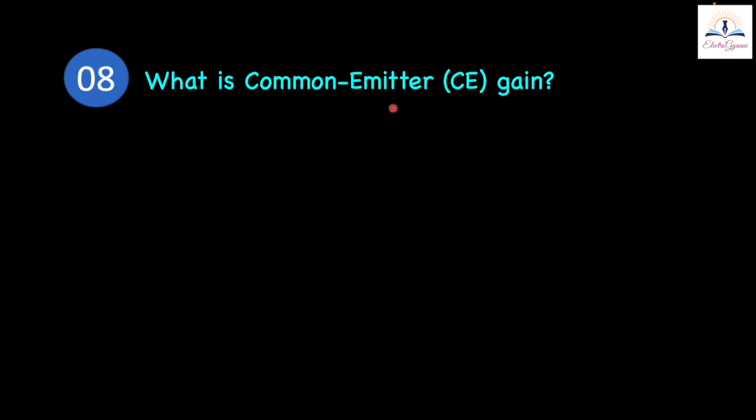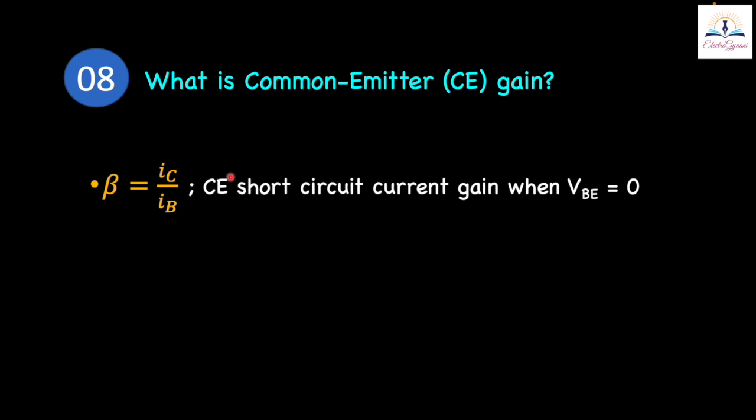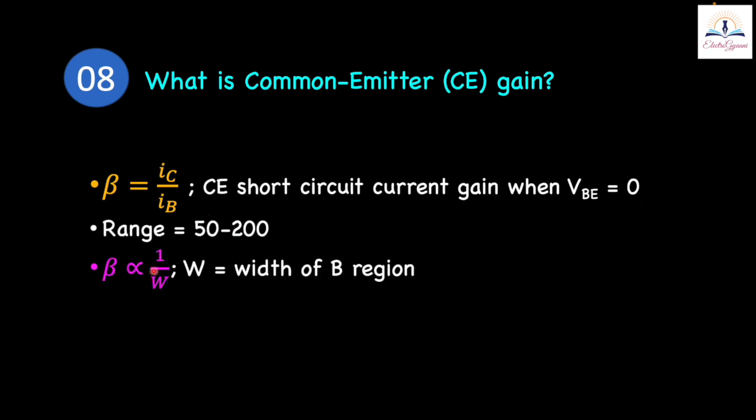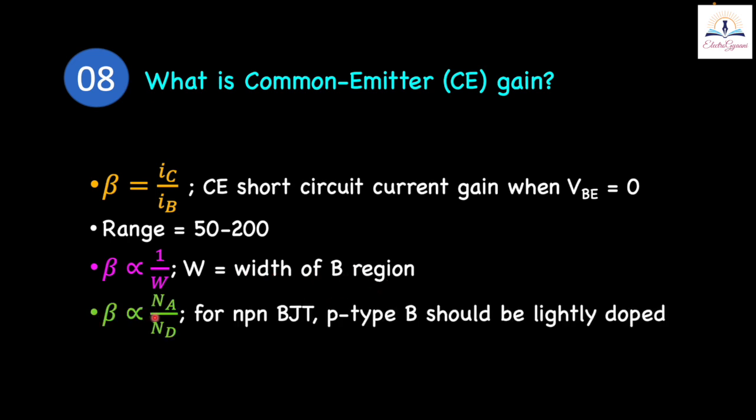Next is what is common emitter gain? It is given by the beta factor, which is the ratio of collector current and the base current. It is also called common emitter short circuit current gain when the base emitter voltage is 0. It ranges from 50 to 200 and this beta is inversely proportional to the width of base region, and also this beta is directly proportional to the concentration of acceptor and donor ions. This is for NPN BJT.